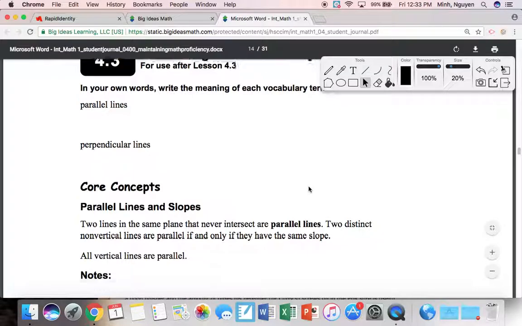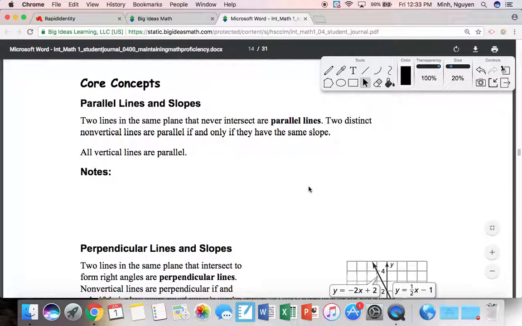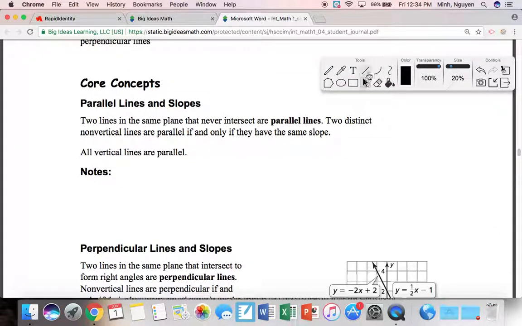We're going to move on, give you guys some concrete examples. So all vertical lines are parallel. Why is that? Because if you just look at that, it should be kind of obvious that they're never going to touch. Two distinct non-vertical lines are parallel if and only if they have the same slope. So again, that was part of our notes earlier. Parallel lines have the same slope.